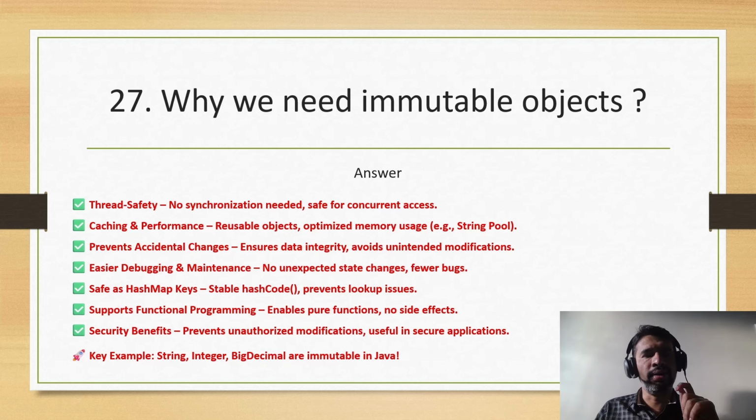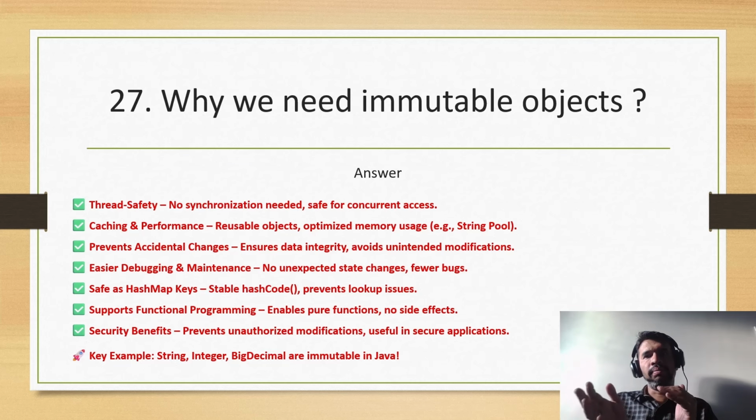And it is easier to debug because once it is created, there is no change in its value, so the state is expected. No unexpected state change happens. It is also very good for creating hash codes, because a hash map expects the key to be immutable so that the hash code value will not change. If you make it mutable, the hash code value can change, so you can't retrieve the previously stored value using that key. And it supports functional programming and security benefits, as we discussed, like unauthorized modification is not possible.